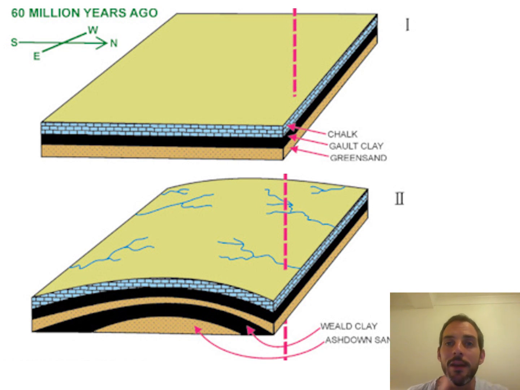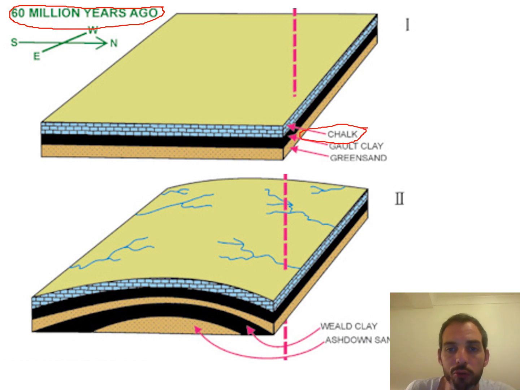So 60 million years ago, the Earth's climate was a lot warmer, and southern England was covered in a layer of shallow sea. And a layer of chalk was laid down on top of a layer of clay as sediment was deposited, and it got compacted layer upon layer over time.